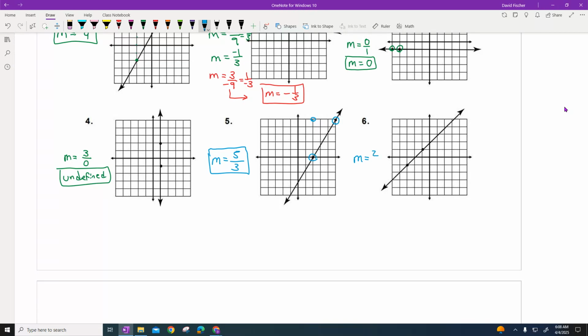m equals 1, 2. I went up 2 and I went over 2. Now 2 goes into both of these, and so this has a slope of 1. Now you can write it this way, slope of 1, or you could write it this way, m equals 1 over 1. Whoops, why did I write a 2 there?